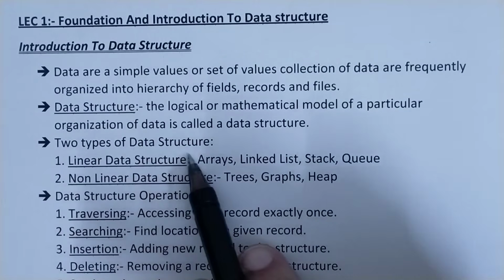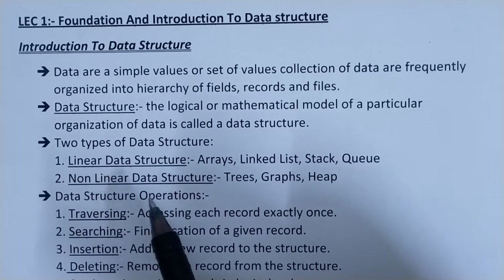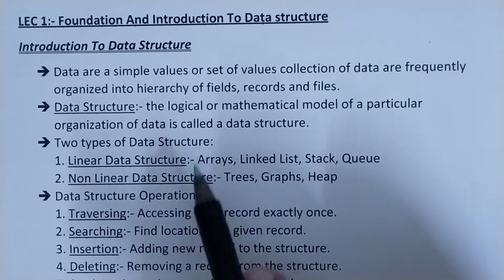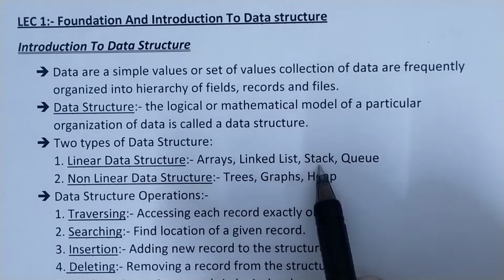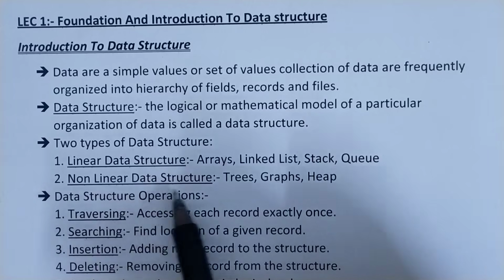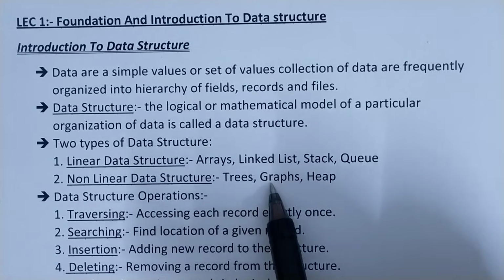There are two types of data structure. First is linear data structure. Linear data structure includes arrays, linked lists, stacks, queues, and non-linear data structure includes trees, graphs, and heap.